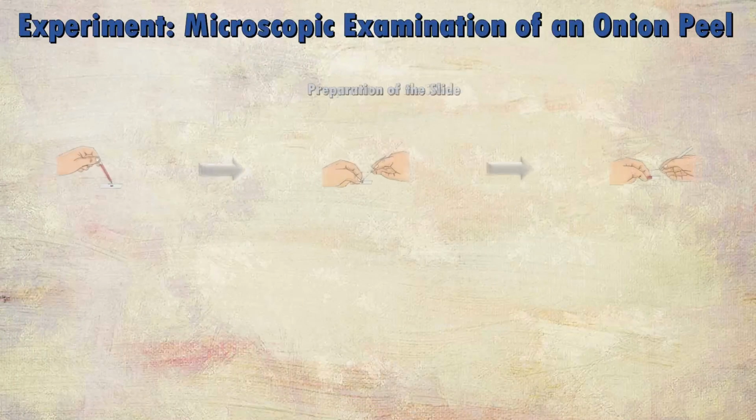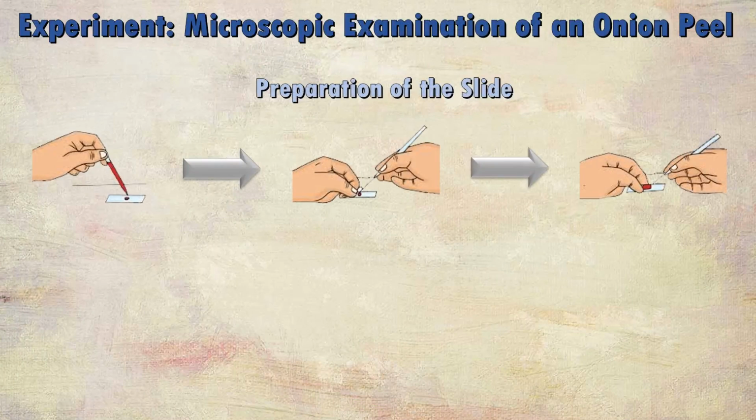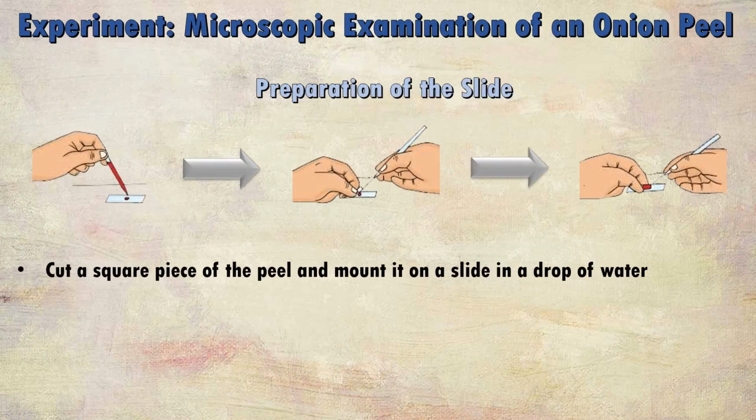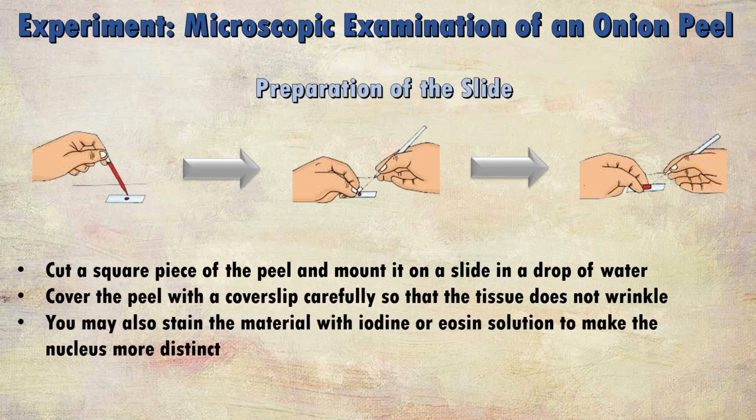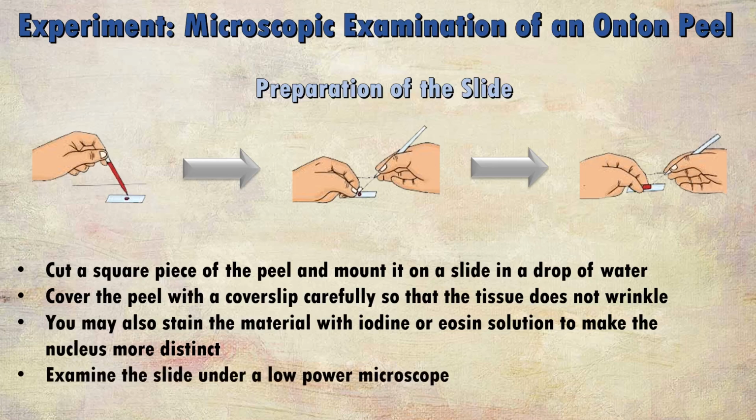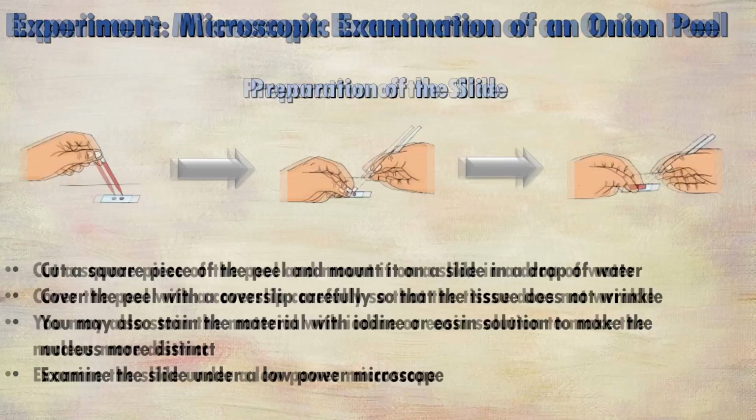Next, let's prepare the slide for this experiment. Cut a square piece of the peel and mount it on a slide in a drop of water. Cover the peel with a cover slip carefully so that the tissue does not wrinkle. You may also stain the material with iodine or eosin solution to make the nucleus more distinct. Finally, we will examine this slide under a low-power microscope.